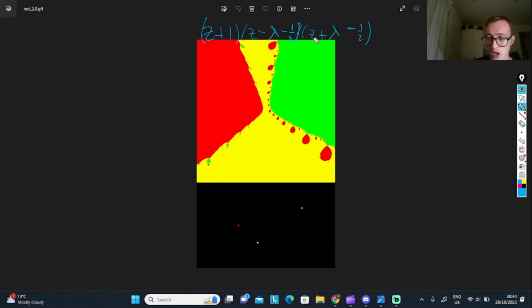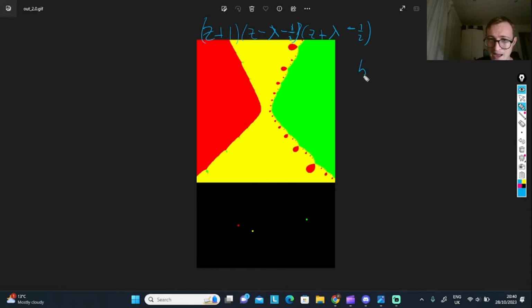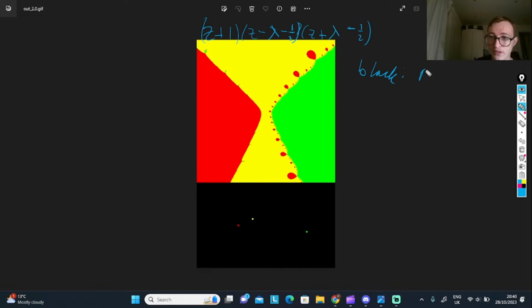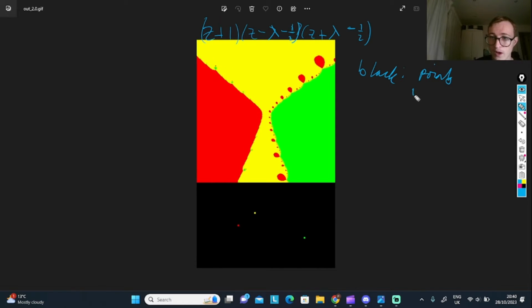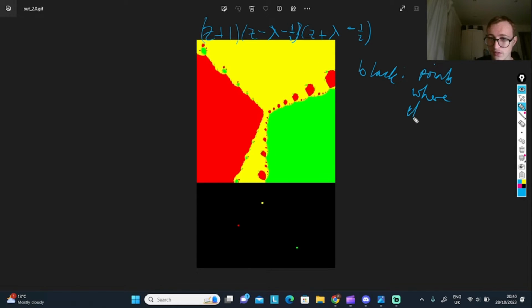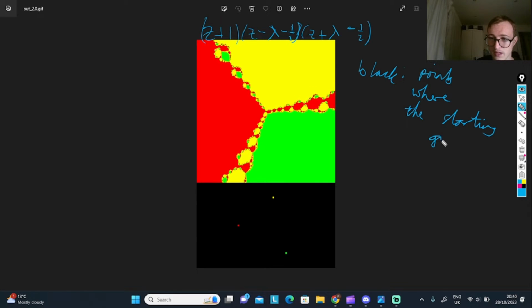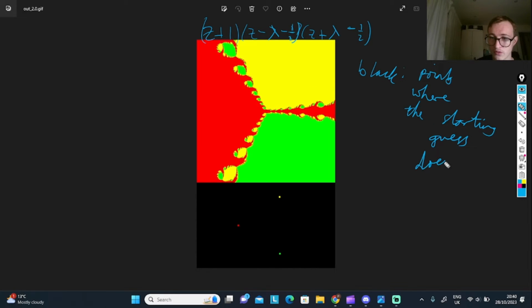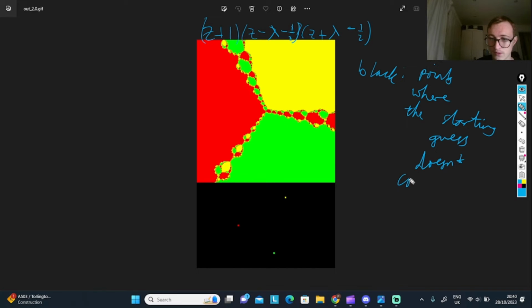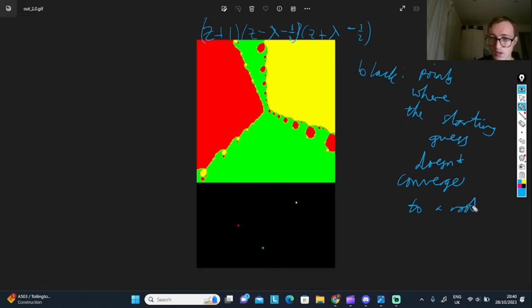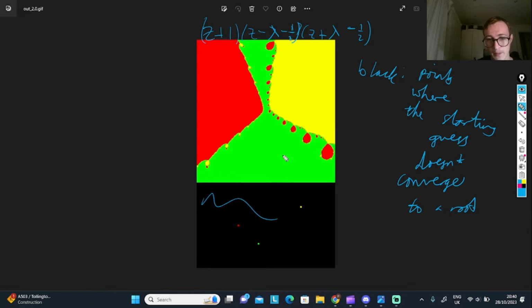And I'm going to say something that might seem a bit weird to you right now. The color black means points where the starting guess doesn't converge to a root. Now, okay, not this black bit here, I mean on the GIF.